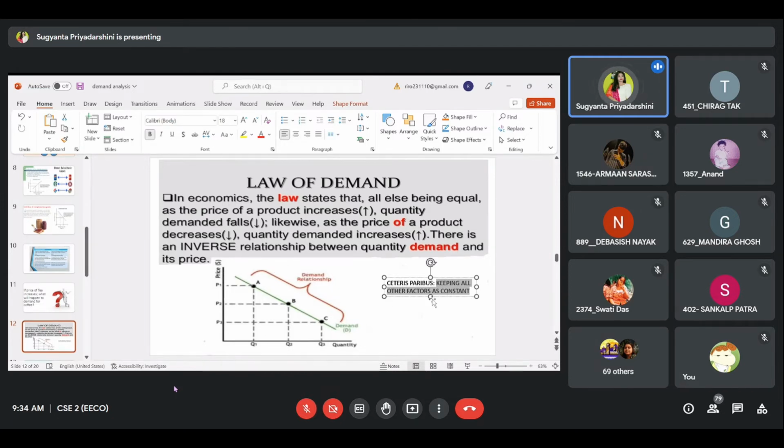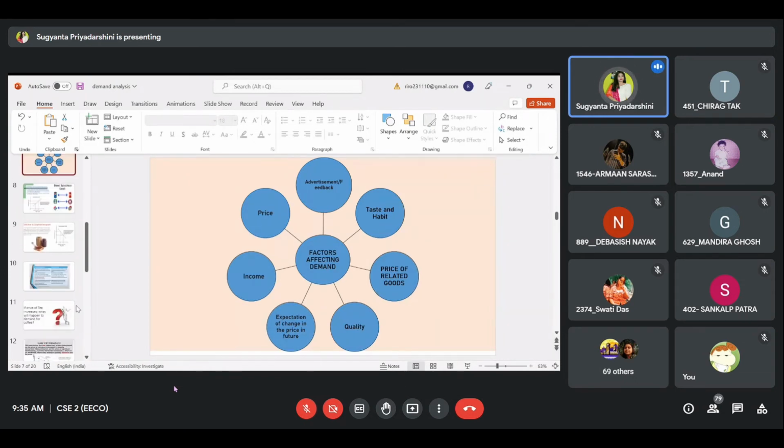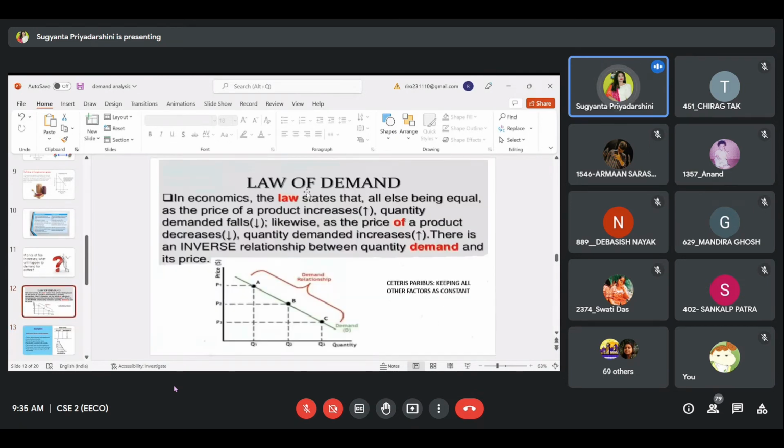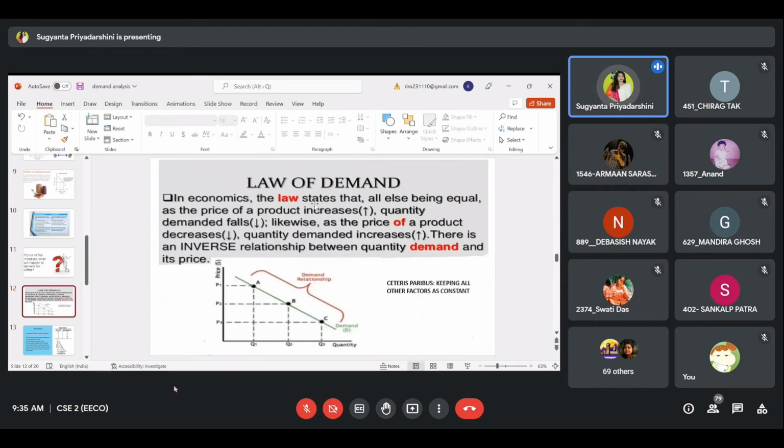But what can be these factors remaining constant? These factors are nothing but all those factors except price, because here we are establishing the relationship between price and demand. So your income will remain constant, your expectation of change in price will be constant, quality, price of related goods, advertisement, taste and habit, everything will remain constant. That's what the assumptions are under the law of demand. So the law of demand states that, ceteris paribus, price is inversely associated with quantity demanded. And ceteris paribus comprises all these factors which are held constant under the assumption. Is the law of demand and its assumptions understood?